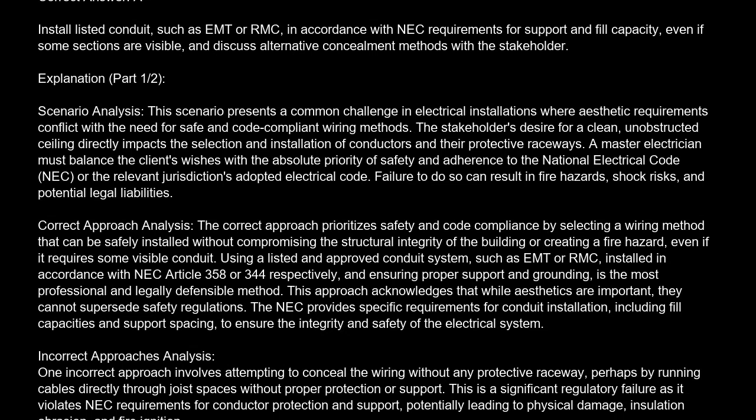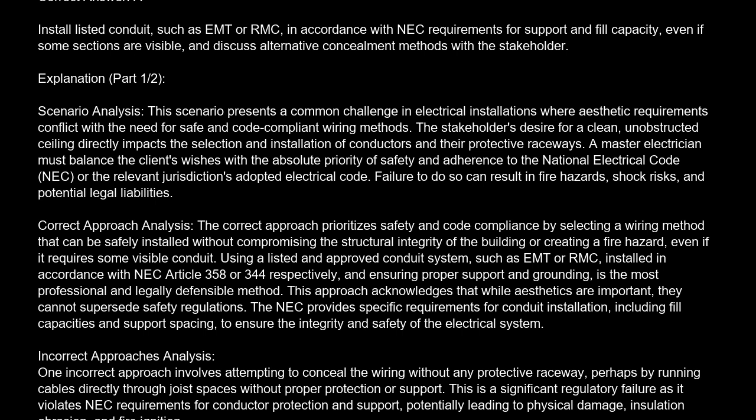The correct answer is A. Install listed conduit, such as EMT or RMC, in accordance with NEC requirements for support and fill capacity, even if some sections are visible, and discuss alternative concealment methods with the stakeholder. Explanation. Scenario analysis. This scenario presents a common challenge in electrical installations where aesthetic requirements conflict with the need for safe and code-compliant wiring methods.